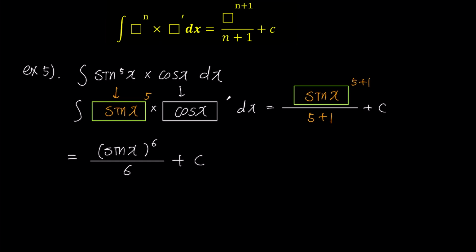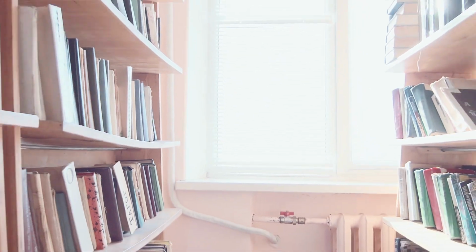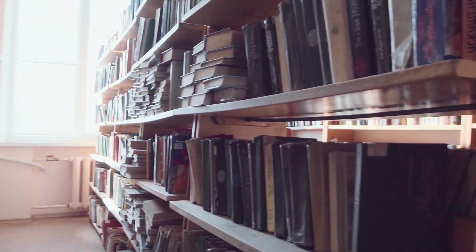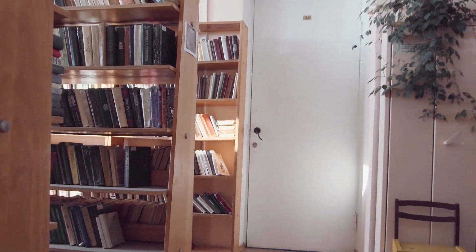Today we learned how useful the box rule can be by solving 5 different examples. We learned the most basic box rule, which eliminates the need for integration by substitution. In the next lesson, we'll explore more diverse cases of the box rule.